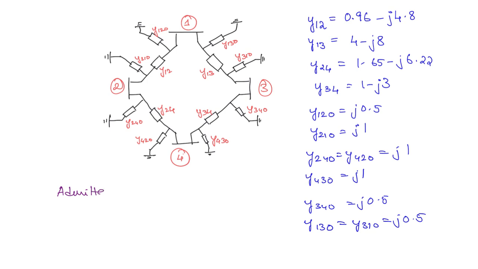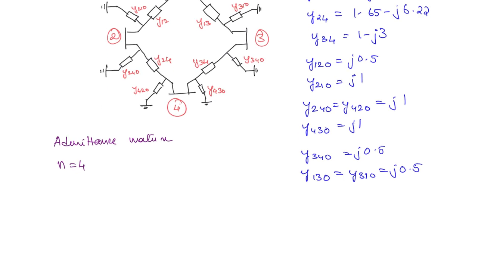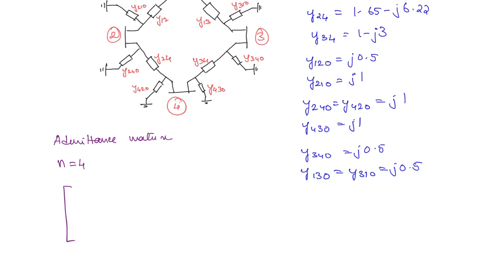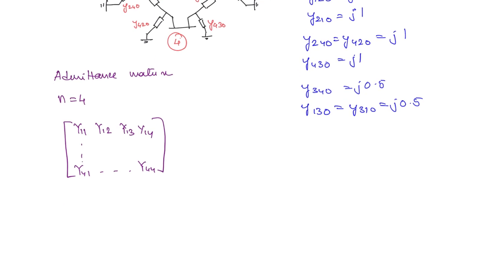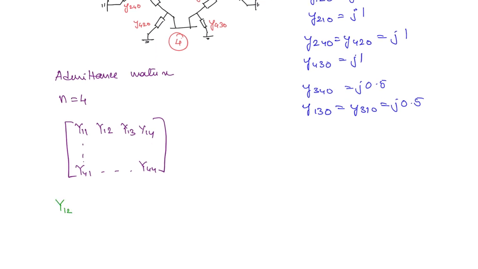So let us see how to do that. Firstly, the number of buses here is 4, so n is equal to 4. The matrix that we are going to get is going to be a 4 by 4 matrix, right? So here it is going to be Y11, Y12, Y13, Y14, and so on till Y41, Y44. First we will start with the off-diagonal elements, that means Y12, Y13, wherever i is not equal to j.